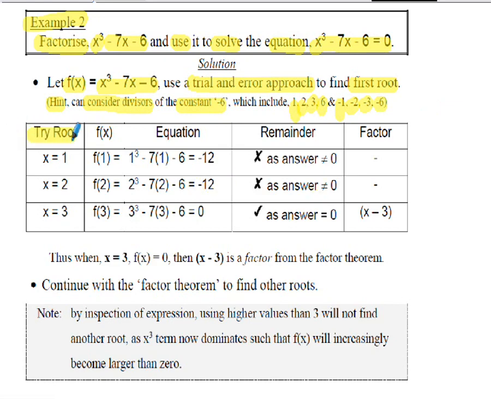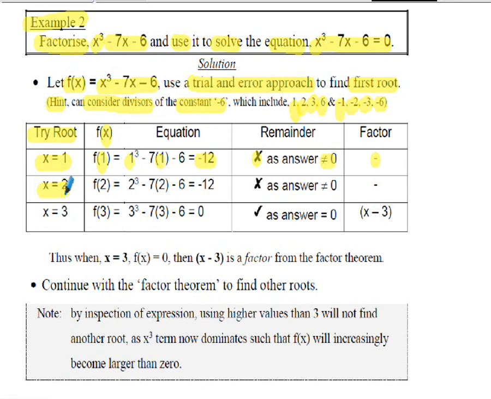Let's try now a root of x is equal to 1 for our first attempt. All we do now is put the value of 1 into the function of x equation wherever we see an x. So on the left hand side that becomes function of 1, on the right hand side that becomes x cubed, so that's 1 cubed, minus 7 multiplied by x, so it's minus 7 multiplied by 1, minus 6, and that gives a value of negative 12. That doesn't equal 0, so we have no factor here.